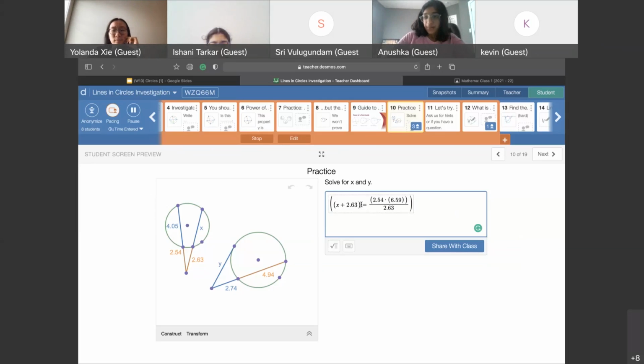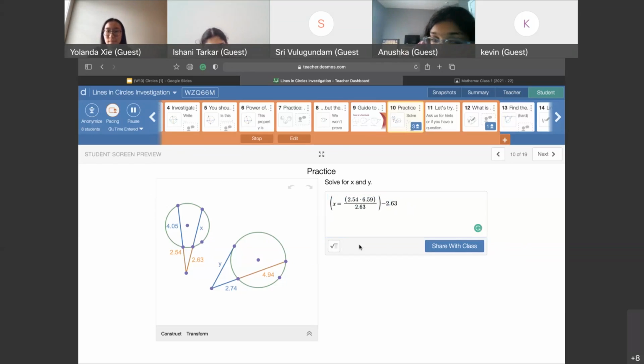So 2.54 times 6.59 is equal to 16.7386. So you divide it by 2.63 and you get approximately 6.36444. And then you subtract 2.63 and you get 3.73, right? So 3.73 is equal to x. So that is our answer. 3.734486669 would be more accurate, but you get it. The answer is about 3.73.